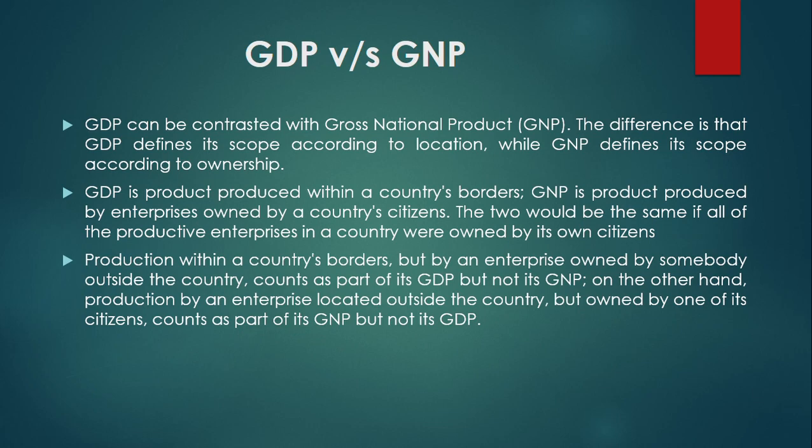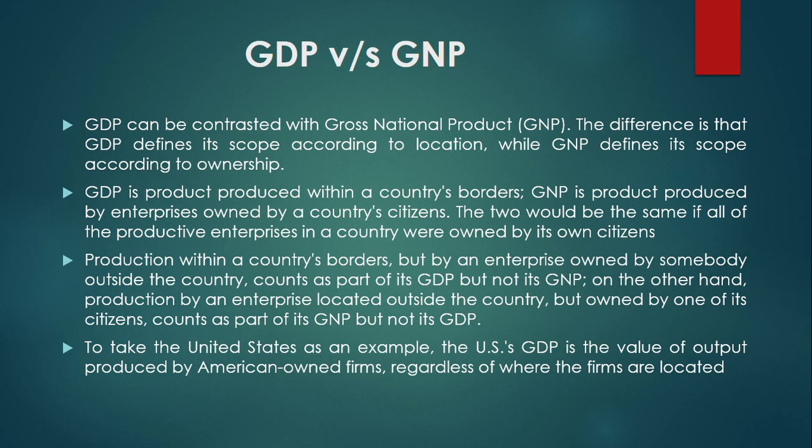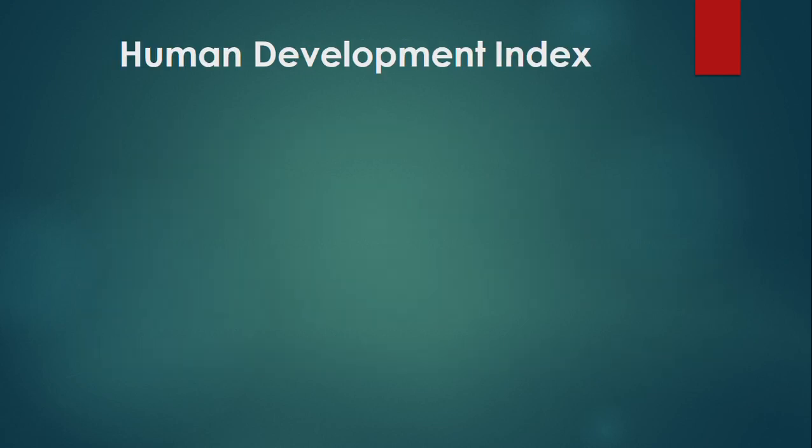Production within a country's borders, but by an enterprise owned by somebody outside the country, counts as part of its GDP but not its GNP. On the other hand, production by an enterprise located outside the country but owned by one of its citizens counts as part of its GNP but not its GDP. To take the United States as an example, the US GNP is the value of output produced by American owned firms regardless of where the firms are located.